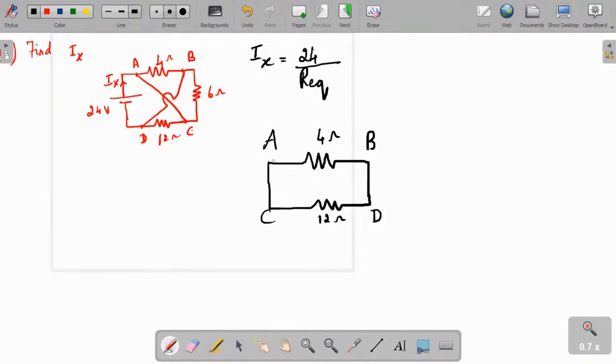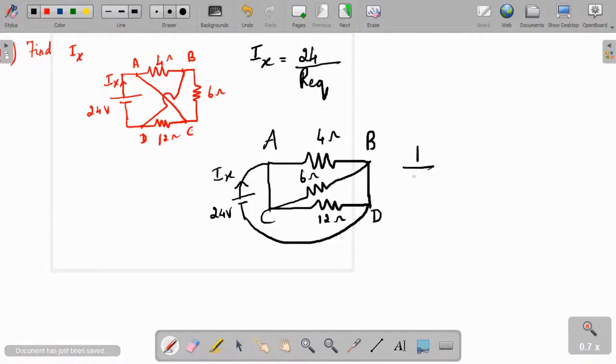A and D are connected by this voltage source, 24 volt, and Ix. This is Ix and this is 24 volt, between A and D. Between B and C, I have a 6 ohm resistor. Right, so this is between A and D. Now how are these resistors connected? 4 ohm, 6 ohm and 12 ohm all are in parallel.